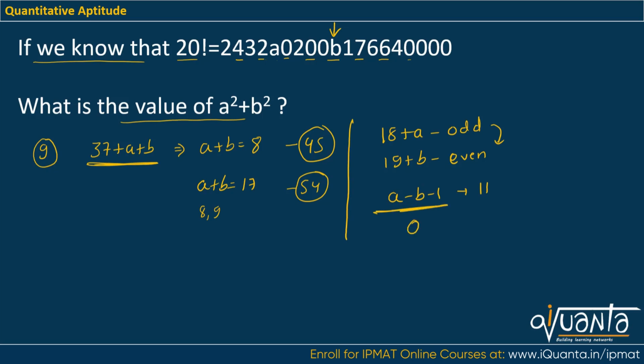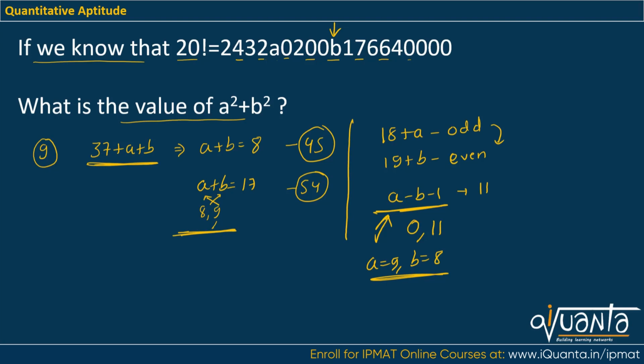So this must be equal to either 0 or 11 or 22, but we won't go to 22. Why? Because we need a and b as single digit numbers. So if I want to make this thing equal to 0, a must be equal to 9, b must be equal to 8. And we had one such same solution over here as well. If I give a equal to 9, b equal to 8, I am getting a solution over here as well. We'll get only a equals 9, b equals 8, satisfying both these equations.